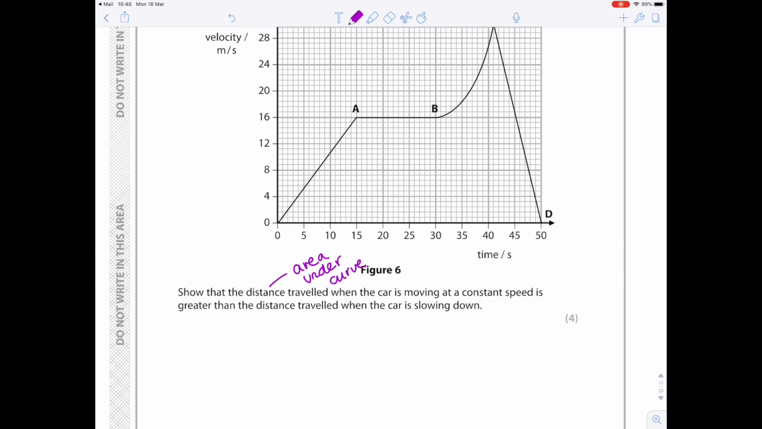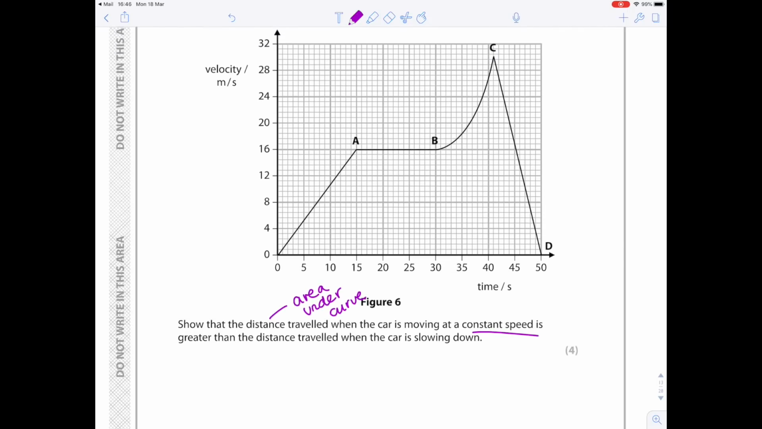And then we need to look for the distance travelled at constant speed, and that's when the velocity is unchanging. So hopefully you recognise that's the flat portion. So really we're looking between A and B, which is why I'm marking out these dotted lines, because I'm looking for this area, which I'm going to call area A.